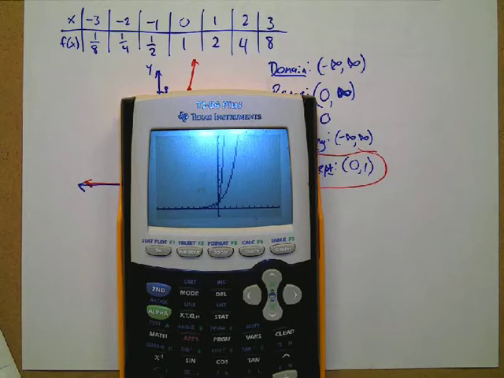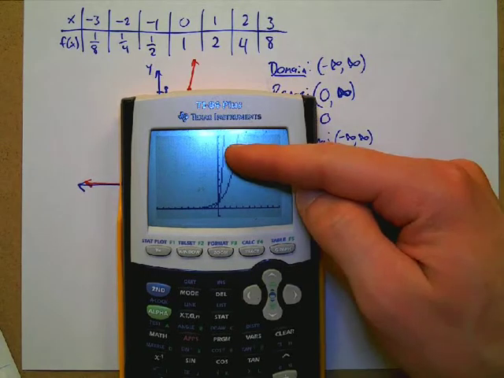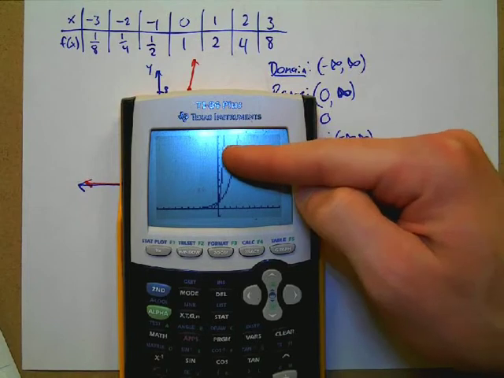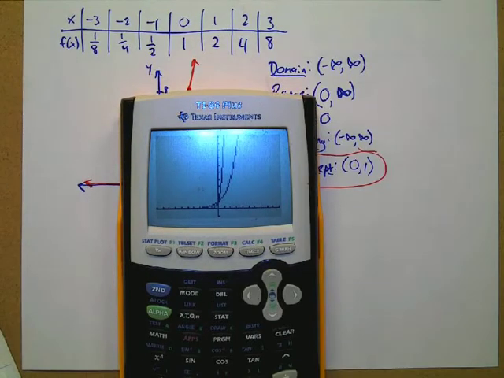What's different though? That's 10 to the x, what I was pointing at. There's 10 to the x. That's 2 to the x. 10 to the x, 2 to the x. They're both exponential growth. Can we say anything that's different, though, about how they're growing?